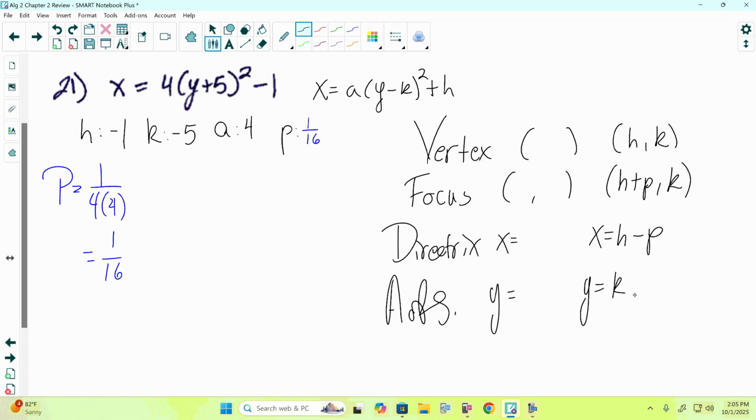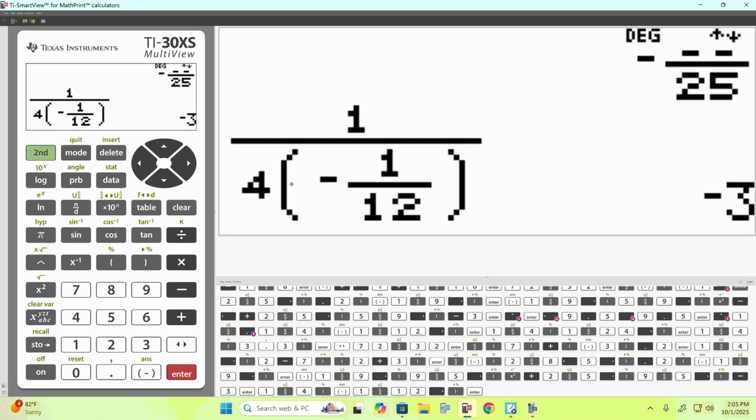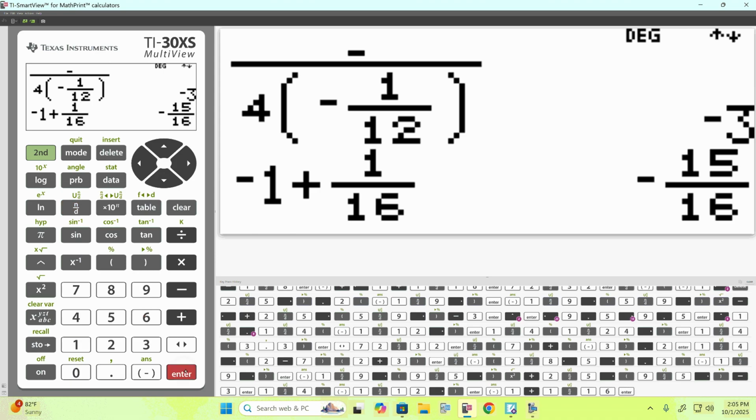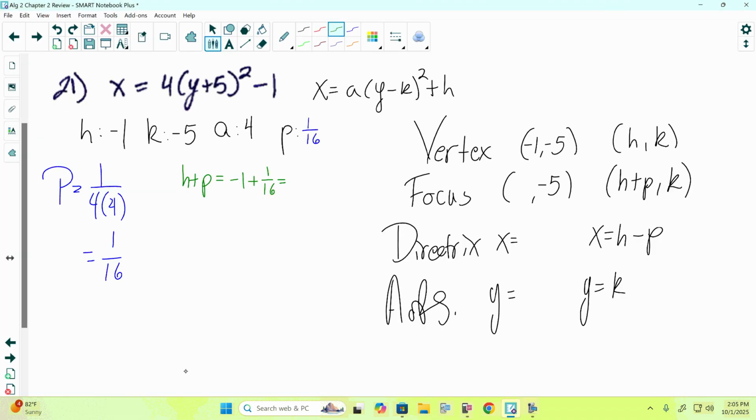Vertex is the point H comma K, so H is -1, K is -5, so it'd be the point -1, -5. Focus is H plus P comma K. Well, our K is still -5. We have to calculate H plus P. So H is -1, P is 1/16. So we're saying -1 plus 1/16 is -15/16. We find that value, plug it in.